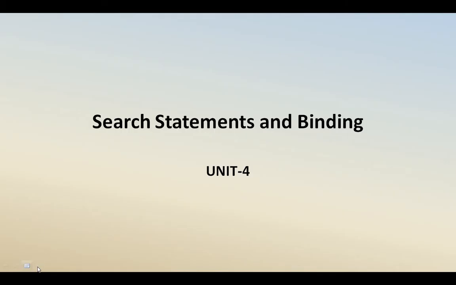In today's session, we are going to describe the fourth unit, set statements and binding. So, what is a set statement and binding? What are the various contents in it? Now we are going to see.